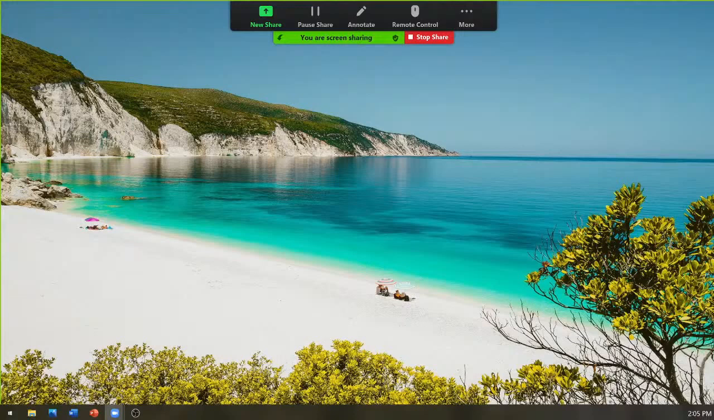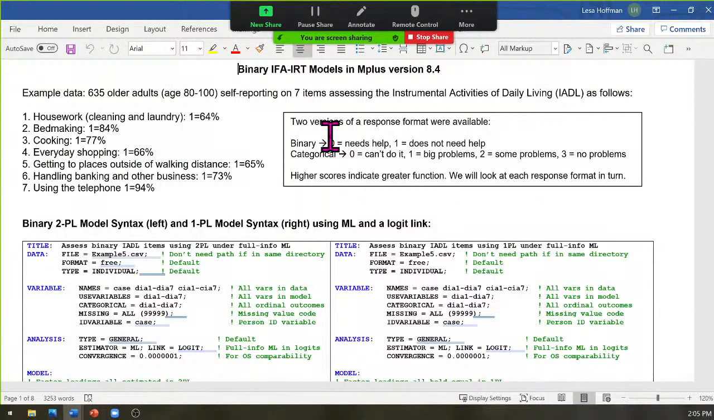So we're in the binary IFA IRT models handout in example 5. We're looking at the fit of 7 binary items that are thought to measure one's ability to live independently as measured in 635 older adults. These are real data, so I don't have the data for you in the example 5 download folder, the zip folder, but I do have the full Mplus output from all of the models that are fit so that you can see what that would have looked like. I've got the highlights in this handout here.